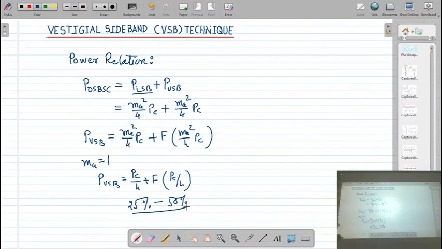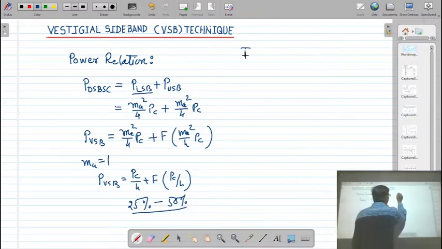Now what is the use of this vestigial sideband? Remember, it is widely used in television.